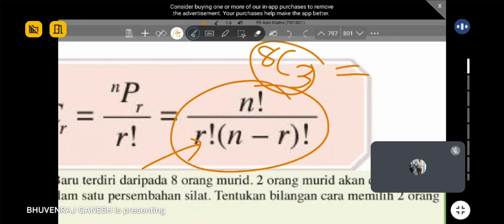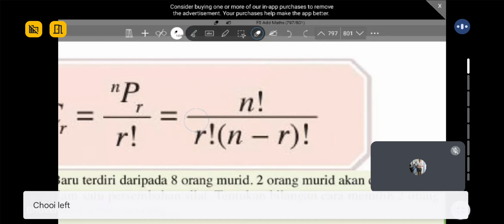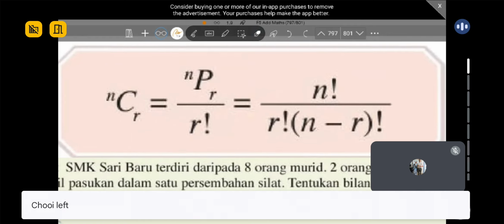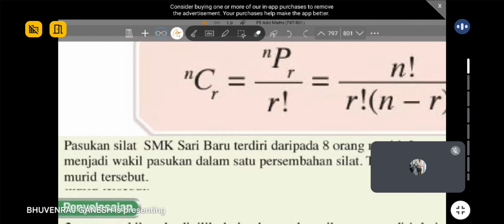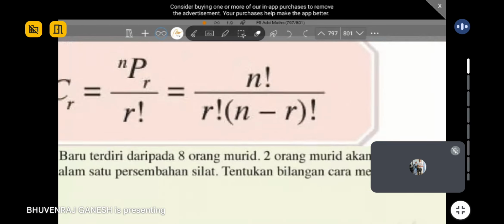Melainkan soalan suruh selesaikan persamaan. If the question asks you to solve equation, then yes, you must write the formula. Okay? So yeah. Okay, so we see this question.